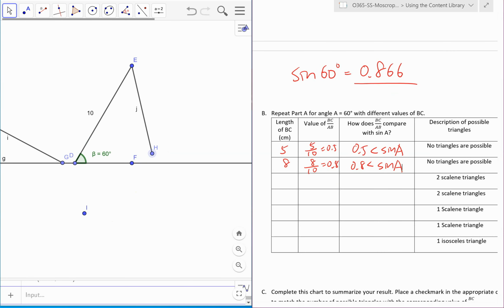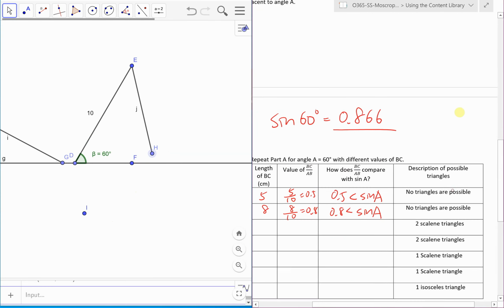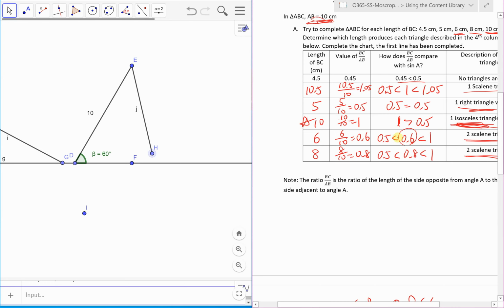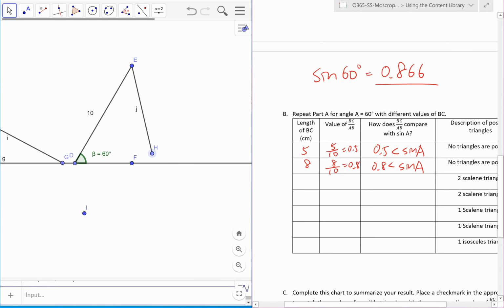We want to have 2 scalene triangles. If we refer to the previous example, if we want to have 2 scalene triangles right here, that means the ratio has to be between sine of A and 1. So let's see if that's the case here. If we want the ratio between 0.866 and 1, what we want is for this to be in between. So this is sine of A. We want it to be between sine of A and 1.